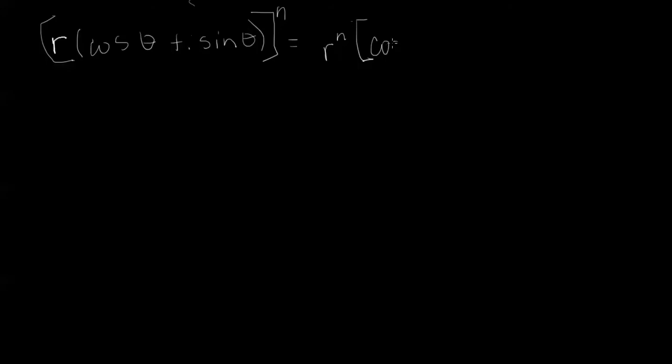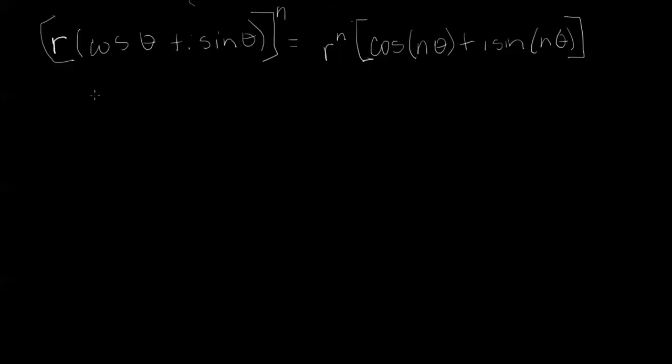If you remember, our formula for the trig form of a complex number says that I have r times cosine theta plus i sine theta. That's the trig form of our complex number. Well, what if I wanted to raise that to some other power? Well, DeMoivre says I can do that by taking r to the nth power and multiplying it times the cosine of n times theta plus i sine of n theta.